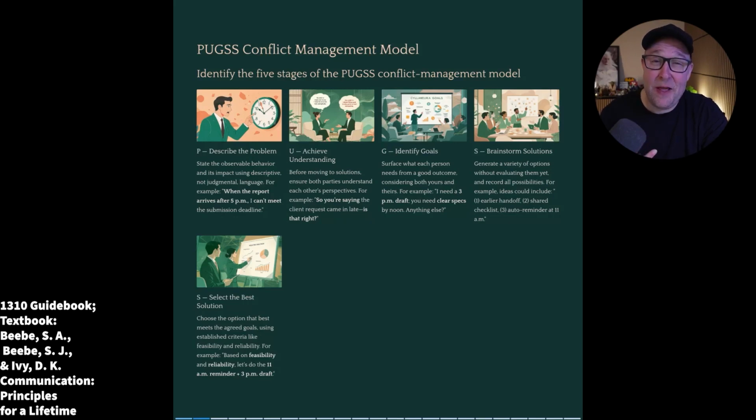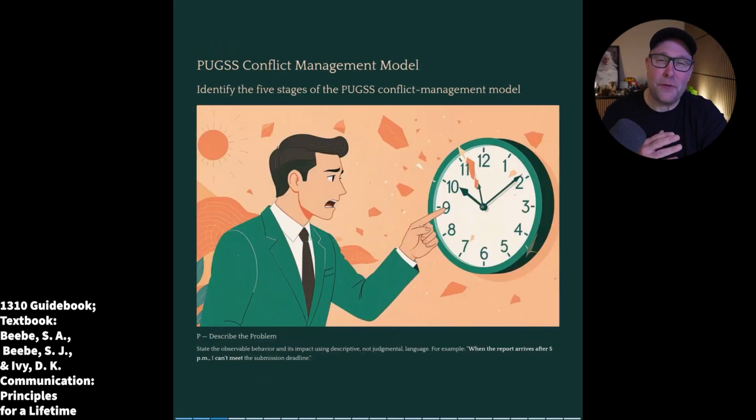We have P, which is describe the problem, U, which is achieve understanding, G, which is identify goals, S, which is brainstorm solutions, and the second S, which is select the best solution. So first P, describe the problem. Here we state the observable behavior and its impact using descriptive, non-judgmental language. For example, when the report arrives after 5 p.m., I can't meet the submission deadline.